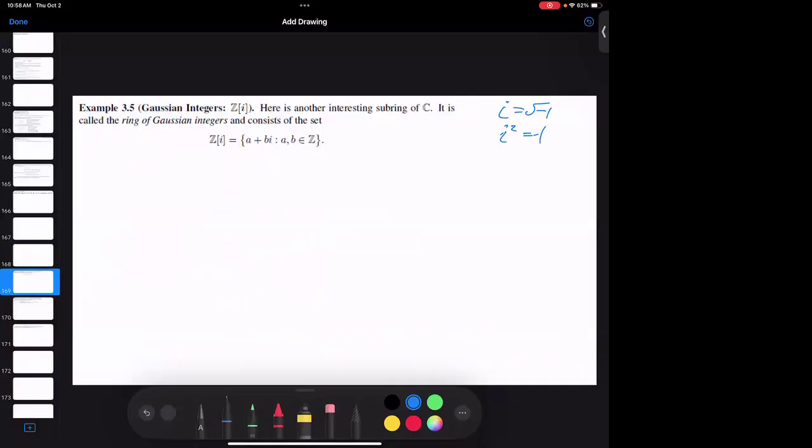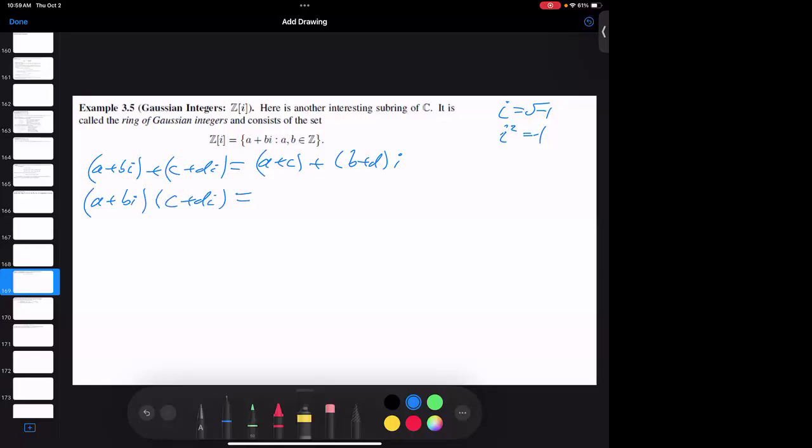So the Gaussian integers is going to be all numbers of the form a plus bi, where a, b are integers. So if I give you two numbers, a plus bi plus c plus di, what would that equal? How should we add two elements like this? A plus C, good, plus (B plus D) i. Good. Now, what if I did multiplication?